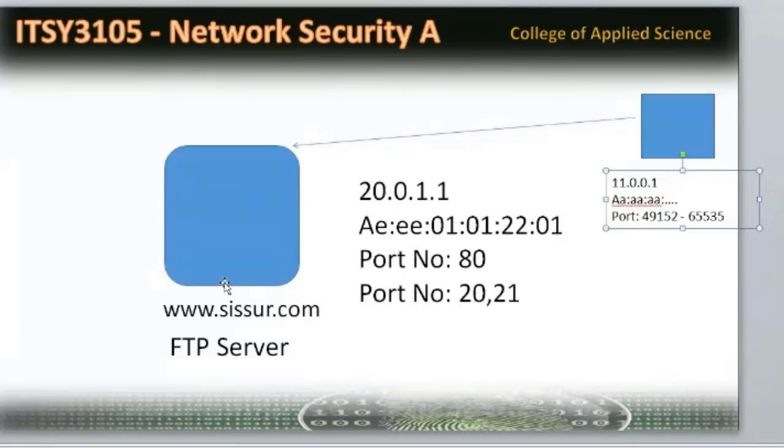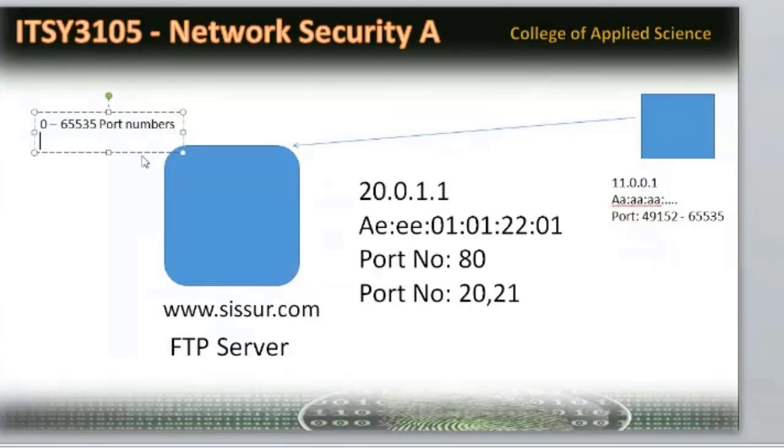So if you are going for a server machine, the port numbers must be from 0 to 1023. Okay, if you want, I will write it here. 0 to 65535. This many port numbers are available in total.